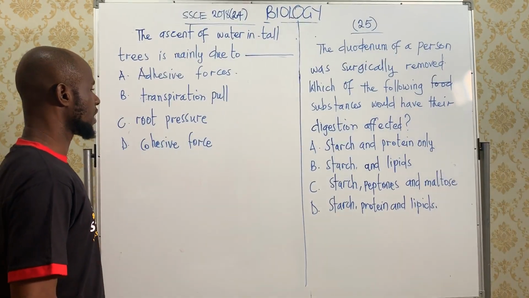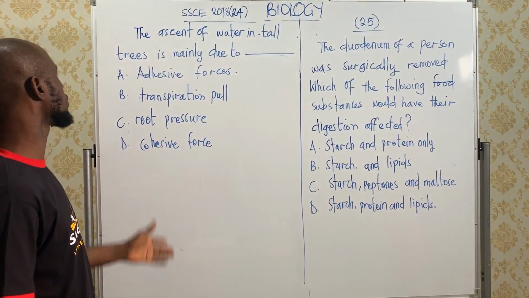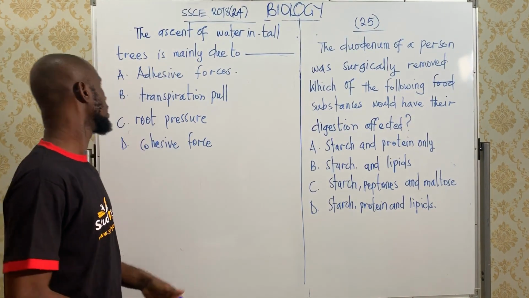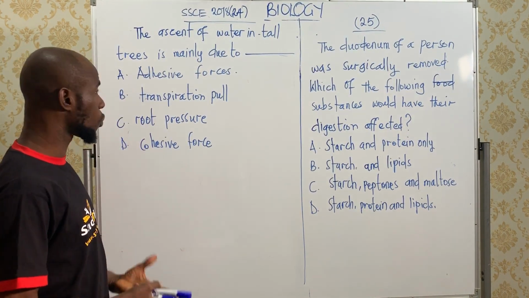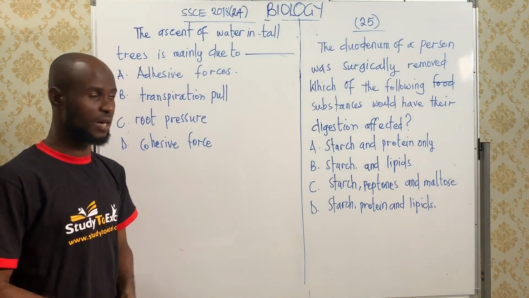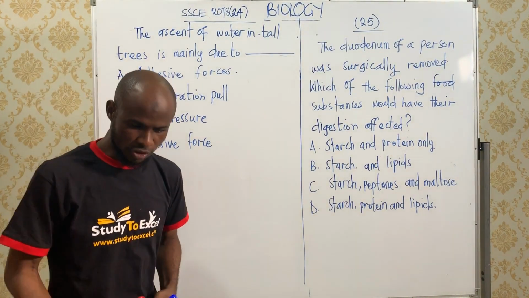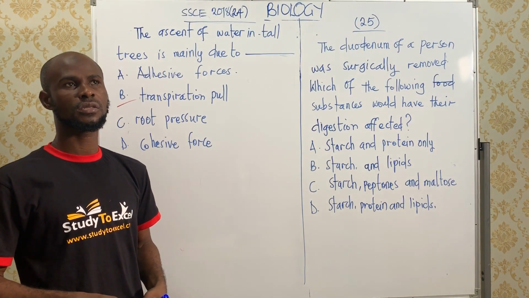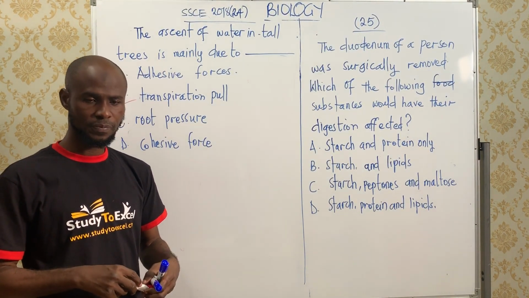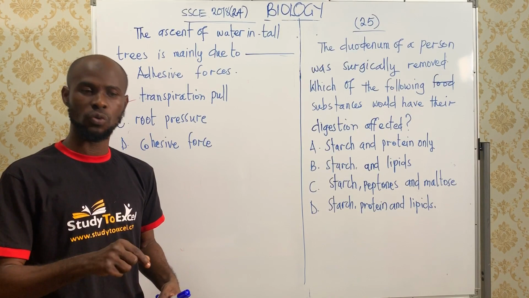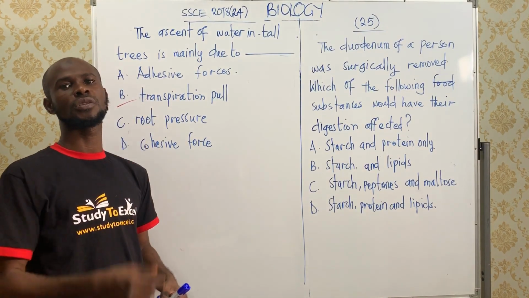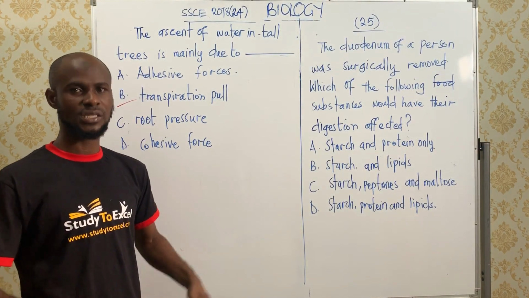Number 24. The ascent of water in tall trees is mainly due to adhesive force? No. Transpiration pull? The answer is transpiration pull. So what is transpiration pull? Transpiration pull is the sum total of all forces by which the water moves from the root of the plant up to the stem or up to the shoot. That is the total forces.